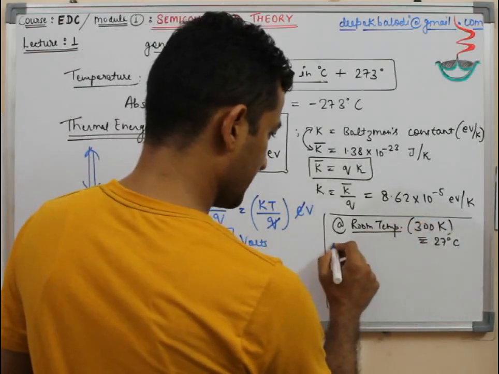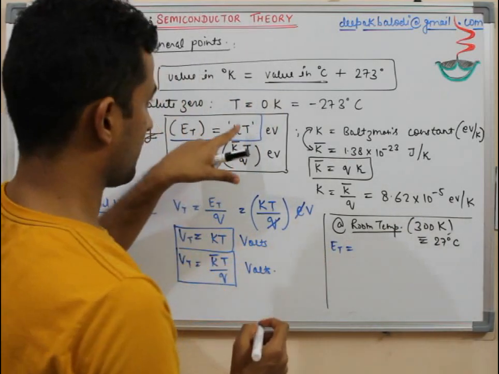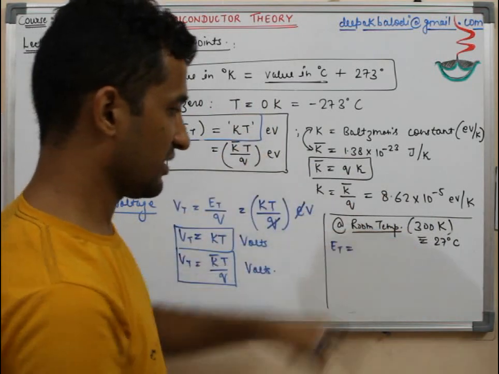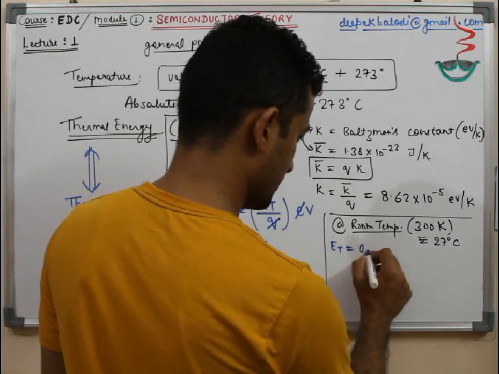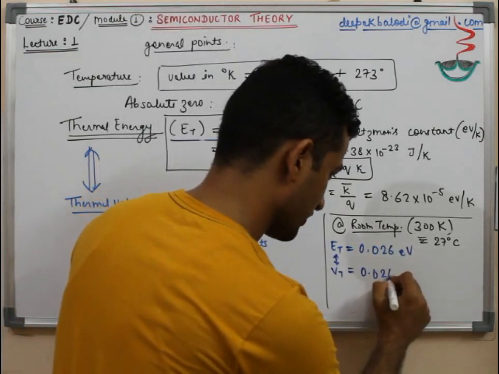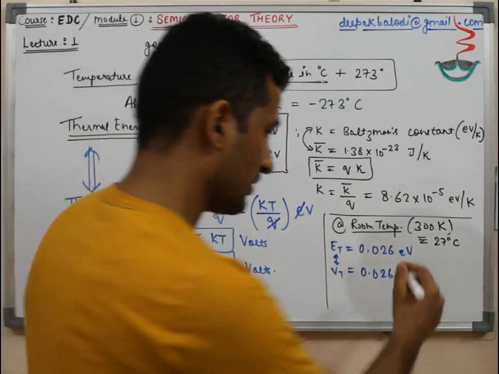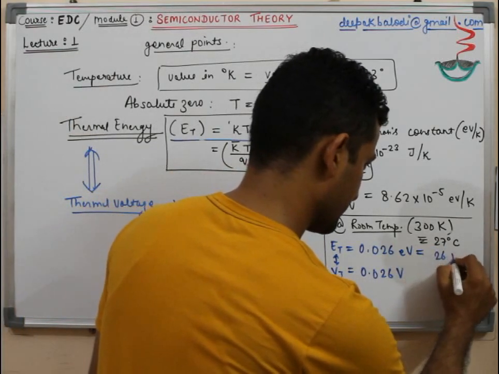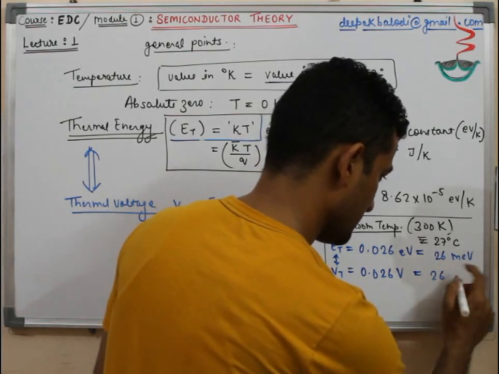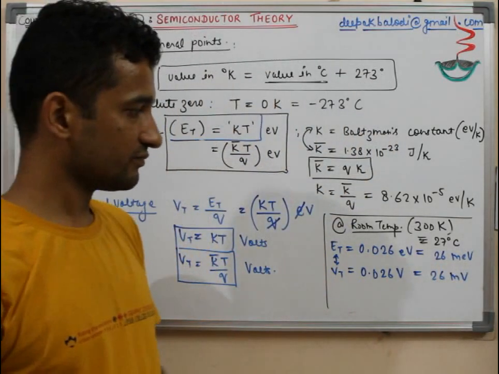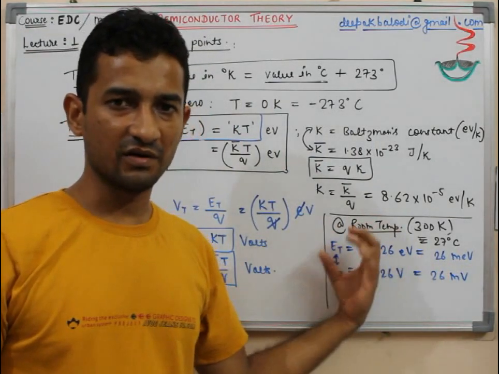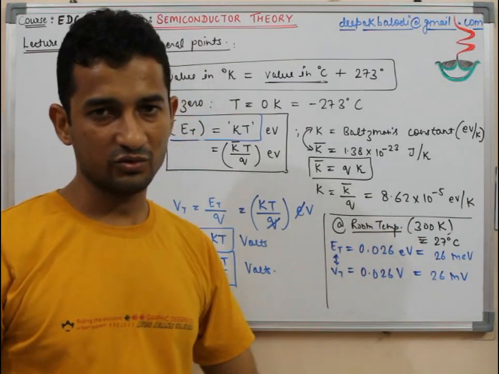So this is the room temperature. If we try to find ET, as I have said, from this, we keep k as this value and T as 300, we get 0.026 volts, and then we can write it as 26 milli electron volts or 26 millivolts. So both the values are same. When we read it in electron volts, it becomes energy. When we read it in volts only, it corresponds to thermal voltage.